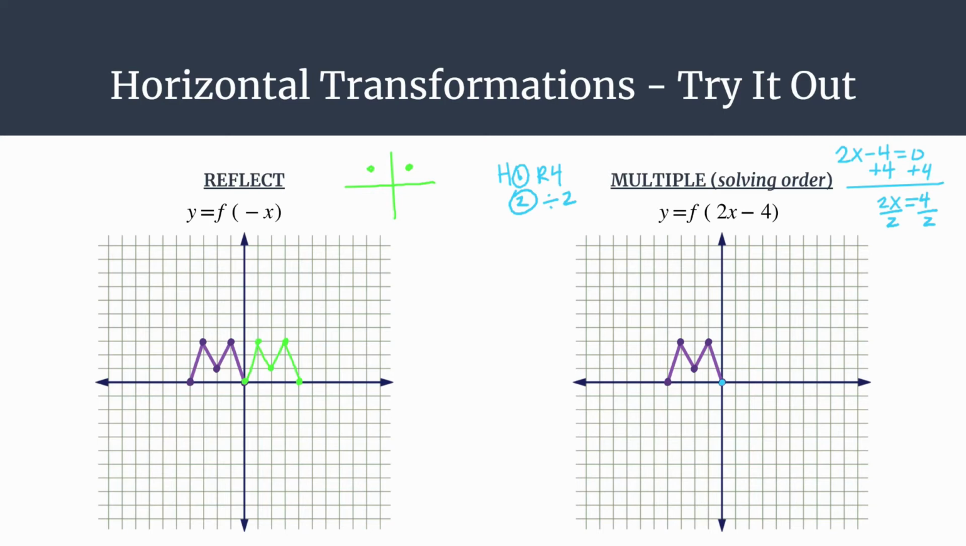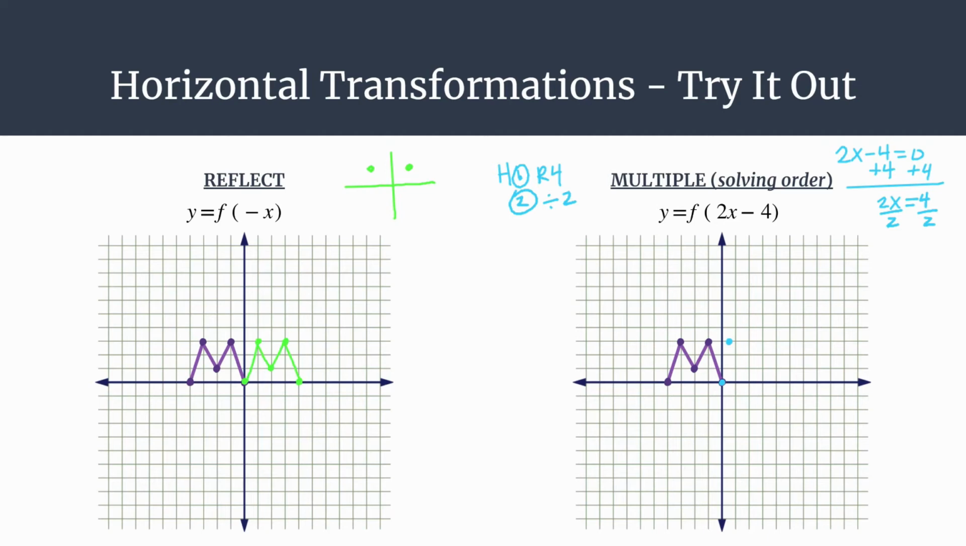All right, then we'll move our second point. So at negative 3, 3, we first move it right 4. And then so that's at 1, 3. And then we divide by 2. So we end up with a point 1/2, comma 3.